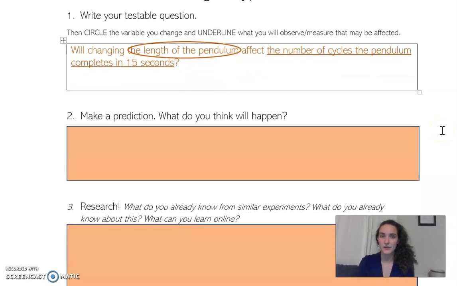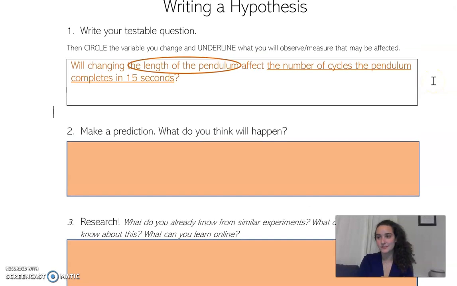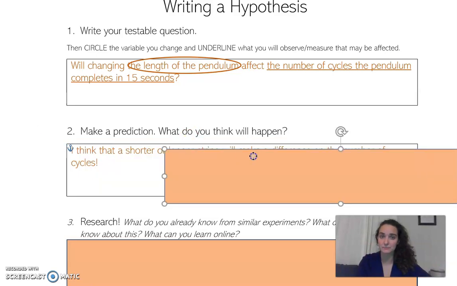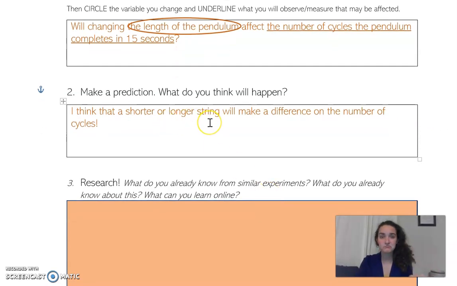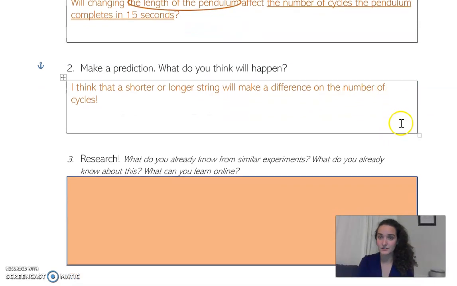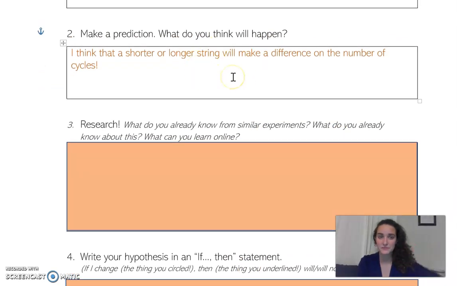Now doing that circling and underlining correctly is really going to help us later when we finish writing our hypothesis. Okay, next, in my own words, I know that one of the skills that scientists use is making predictions. So I'm just going to make a prediction about what I think, just when I think about it really quickly, what do I think is going to happen if I change the length of the pendulum? We don't need to use any special format here. We're just going to write our thoughts right from the beginning. I think that a shorter or longer string will probably make a difference on the number of cycles. That's just my guess. It doesn't matter to you as you are filling this out if your prediction does or does not match your hypothesis at the end. This is just a little bit of a brainstorm space.